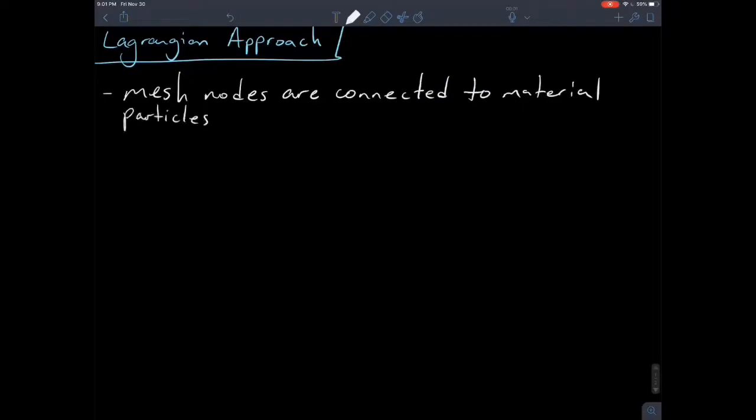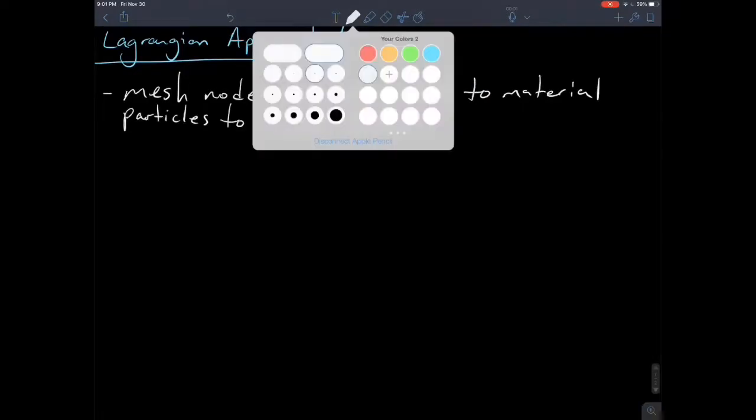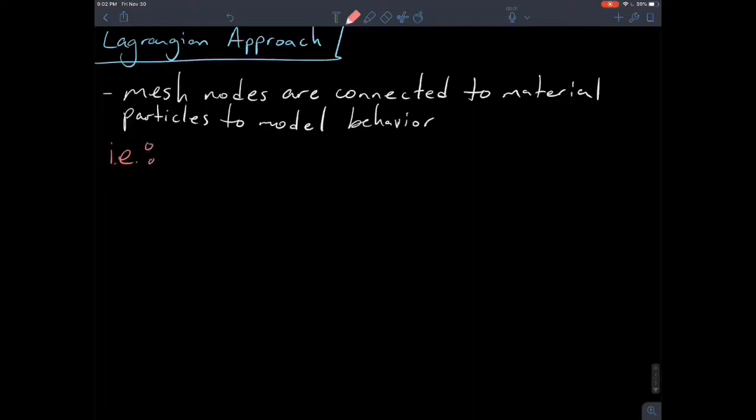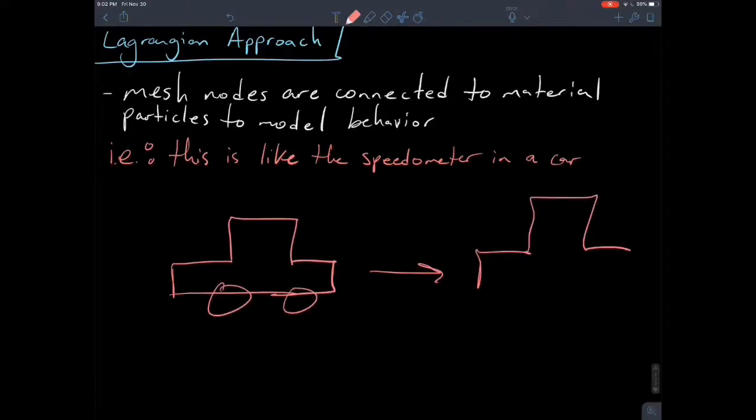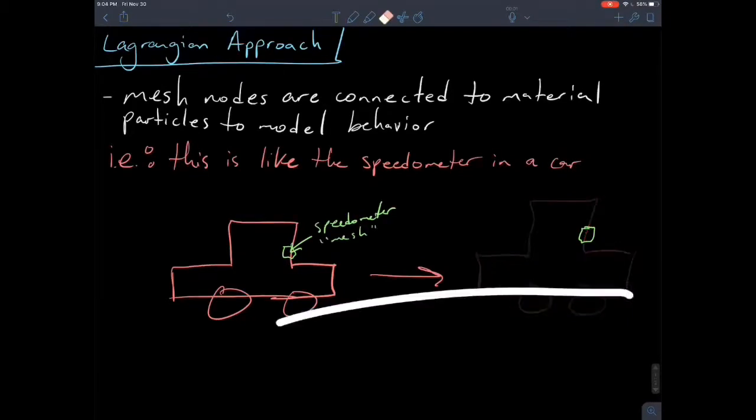The first method we're going to introduce is the Lagrangian approach. In this approach, the mesh is connected to the material particles. So this is basically like how the speedometer in your car measures velocity. It's moving with your car, so the mesh is moving with the particles and measuring its deformation.